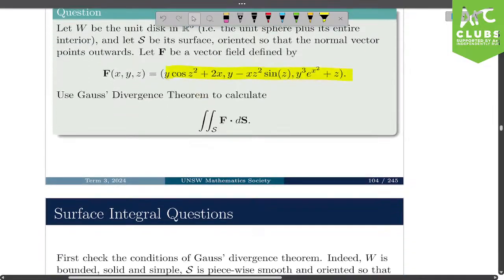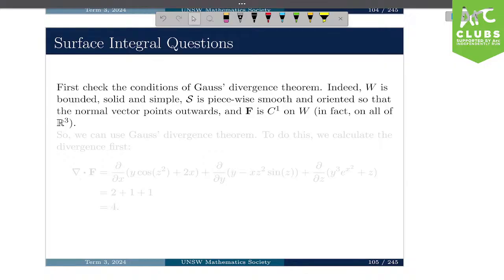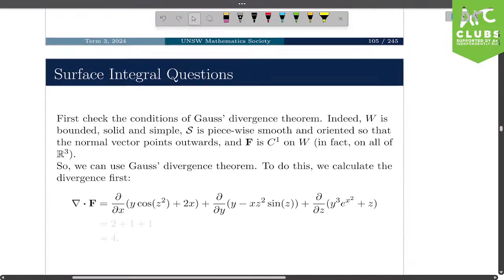It's kind of crazy. So, of course, we need to check conditions hold. So indeed, W is bounded, solid, and simple. It's a closed unit disk in R3. S is piecewise smooth and oriented so the normal vector points outwards. And we have that F is C1 on W. In fact, it's actually C1 on all of R3. So I imagine they're not going to be grilling you on saying, show that the conditions of the divergence theorem hold, show that F is C1 on W. They're more worried about, can you compute this integral? So this does hold, so we apply the divergence theorem.